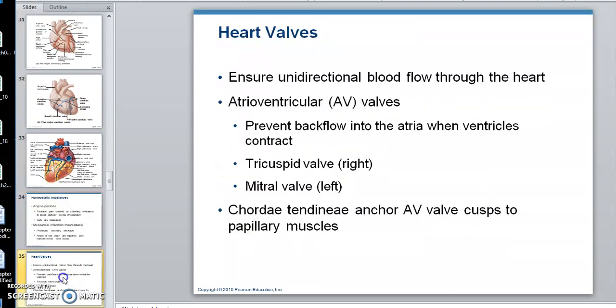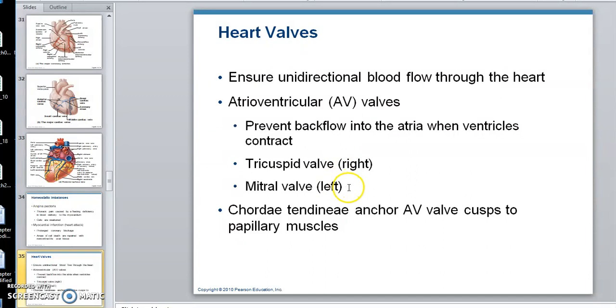Okay? Now, the heart valves are unidirectional, as we alluded to. You want the blood to go one way and not be able to go back the other way. And that's why you have these cardiac tendinae and papillary muscles that hold back the valves and prevent backflow. The tricuspid valve, go back and study it and read it in your book, is between the right atrium and right ventricle.